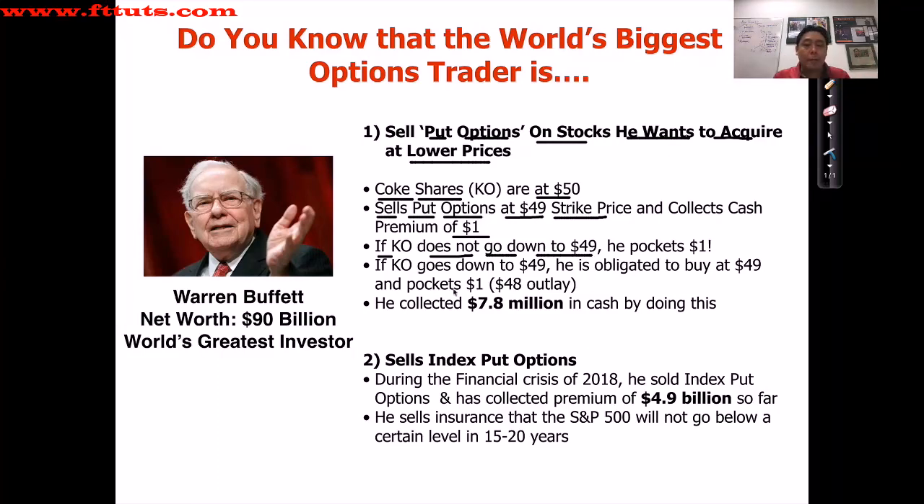Second scenario is Coca-Cola indeed goes down to $49 or $47 or lower. In that case, what happens?